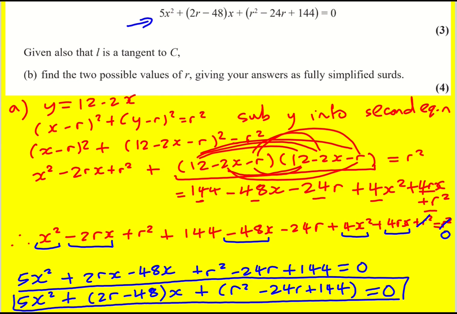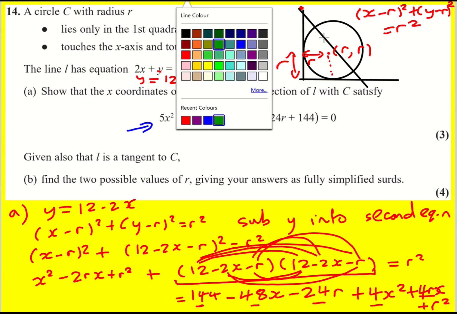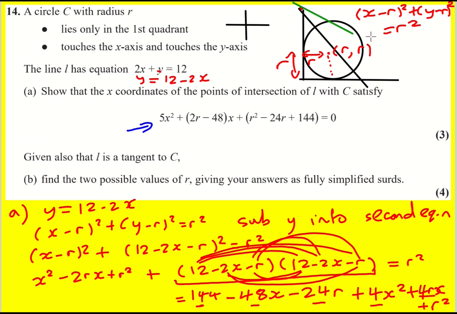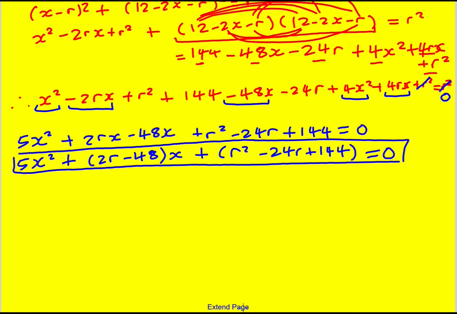So that is an equation describing x, the points of intersection of the line and the circle, but it's in terms of r because we're able to vary the radius. But we're then told that L is actually a tangent to C. So it's actually just going to glance off of it. And what happens here is that the quadratic only has one solution, i.e. the discriminant is going to be 0.